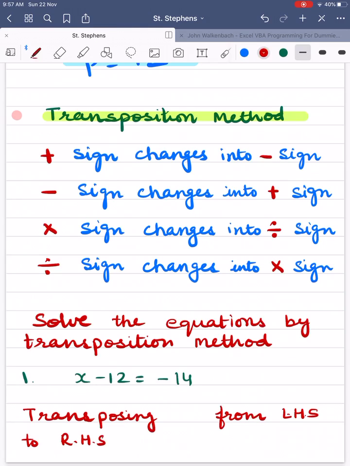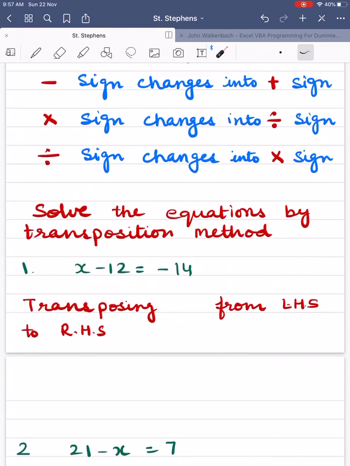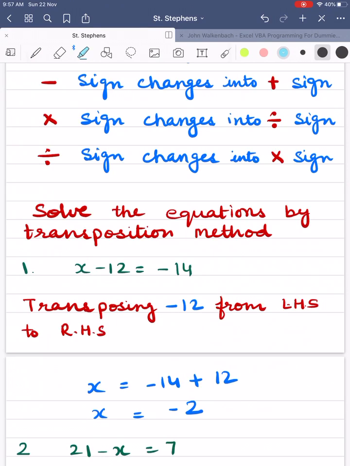Now let's solve the equations by transposition method. Now first is x minus 12 is equal to minus 14. So let's transpose minus 12 from left hand side to right hand side. So minus sign will change to plus sign. So transposing minus 12 from left hand side to right hand side, we get x is equal to minus 14 plus 12. So here x is equal to minus 2. So the value of x is equal to minus 2.